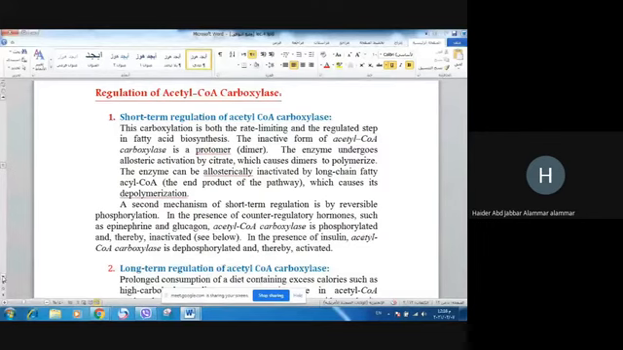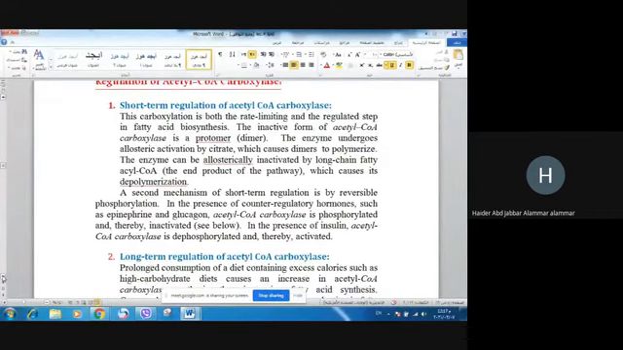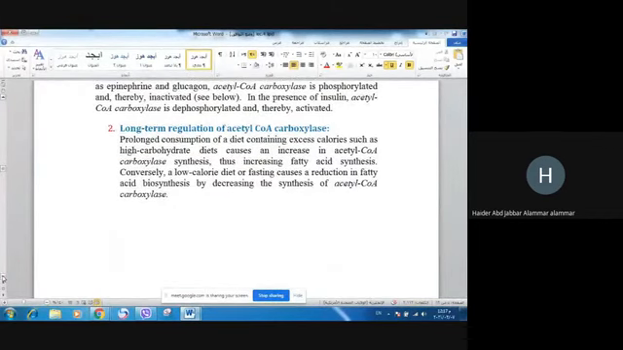In the fed state, insulin comes into play. What does insulin do for us? It causes dephosphorylation of acetyl coenzyme A carboxylase. Once the dephosphorylation is achieved, the carboxylase enzyme becomes active and fatty acid biosynthesis will go ahead. This is called the second mechanism of short-term regulation of acetyl coenzyme A carboxylase enzyme.